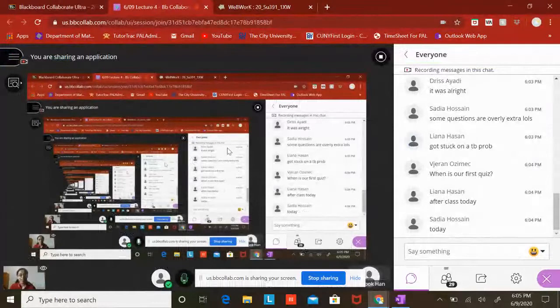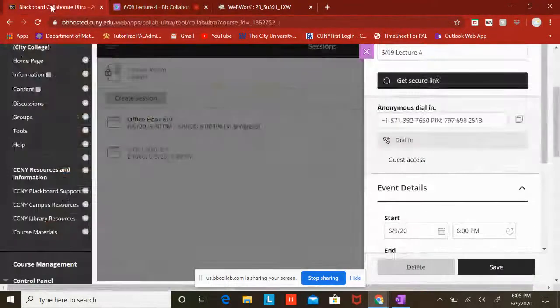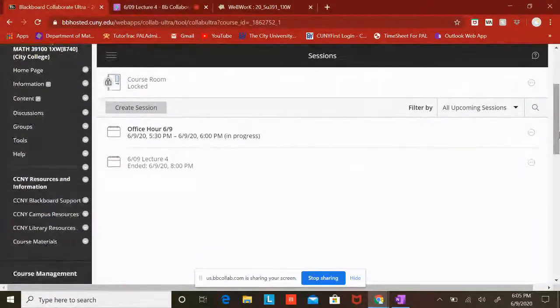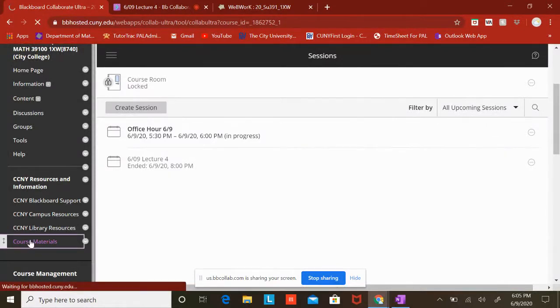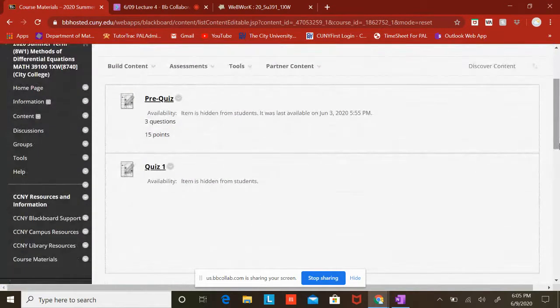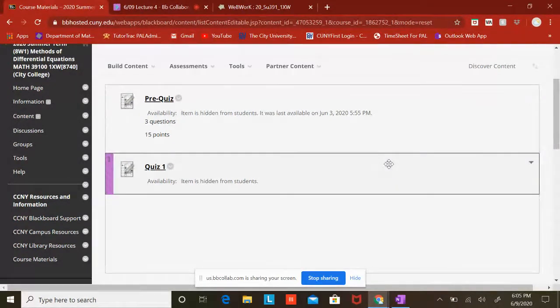So let me show you where you will find the quiz. So if you go back to your Blackboard page, it should look like this before joining Collaborate. And on the left side where you have the course materials component, if you click on it, you'll see the quiz. Not now. Right now it's closed for you guys. I can see it because I created the quiz, right? But once I hit 7:38, you will see the quiz pop up on your screen, on this page, okay? So you have to manually go back to this page, click on course materials. You should see quiz 1.